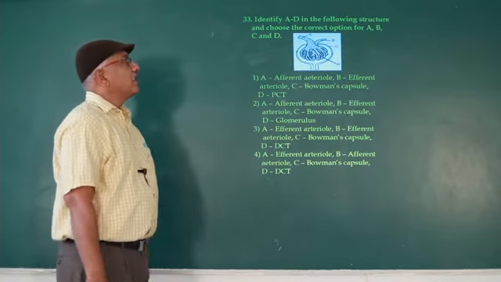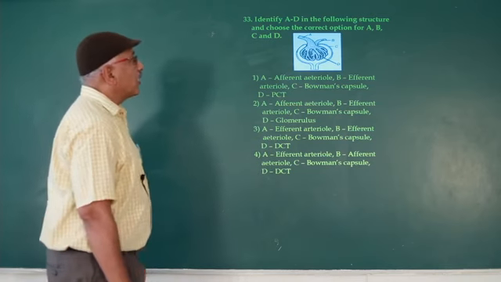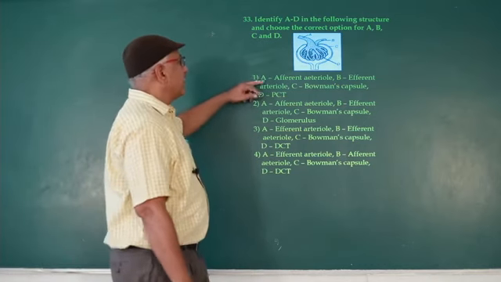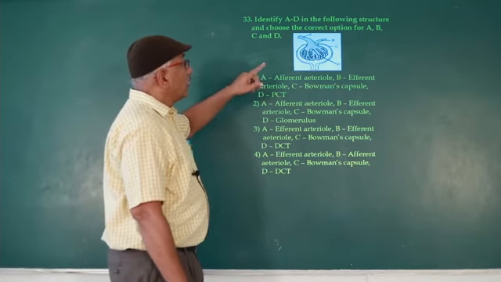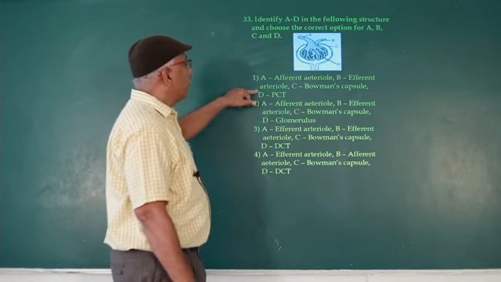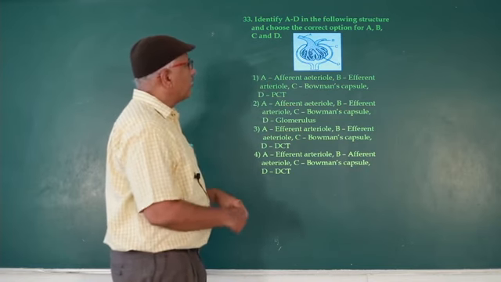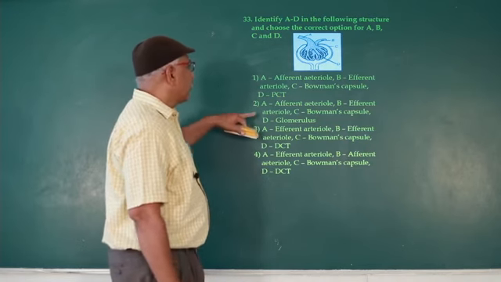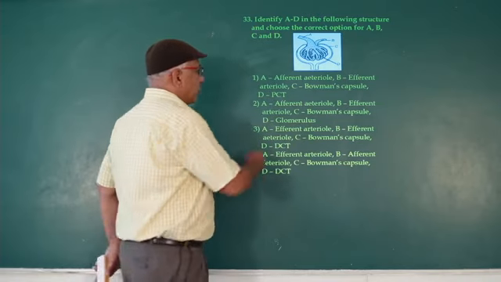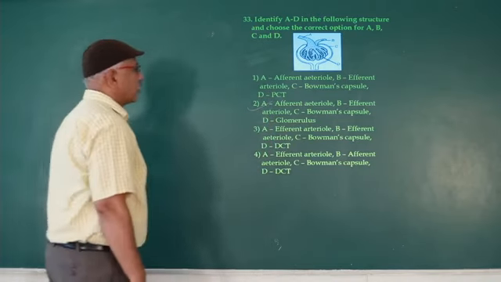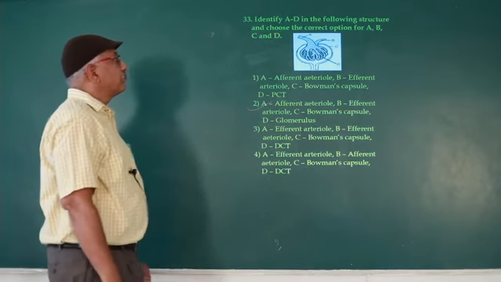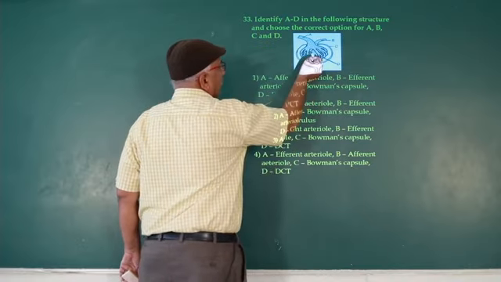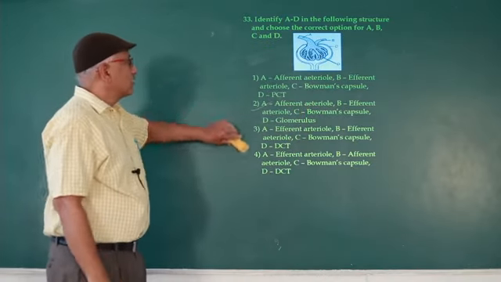Identify A to D in the following structures and choose the correct option for A, B, C and D. So what is A? A is afferent arteriole. B is efferent arteriole. C is Bowman capsule. D is glomerulus. Afferent arteriole, Bowman capsule, glomerulus. So the second option is correct.